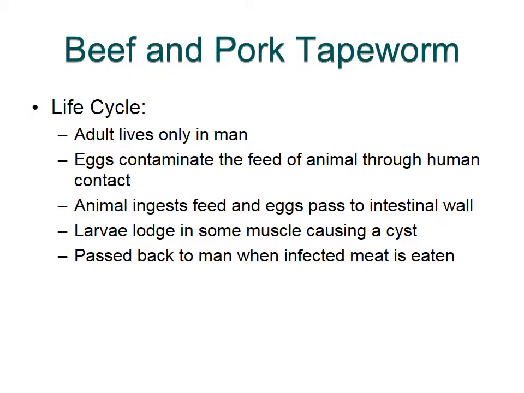The life cycle of beef and pork tapeworm is that the adult lives only in man. Eggs contaminate the feed of the animal through human contact. The animal ingests the feed and the eggs pass into the intestinal wall. Larvae lodge into muscle, causing a cyst, and are passed back to man when infected meat is eaten.